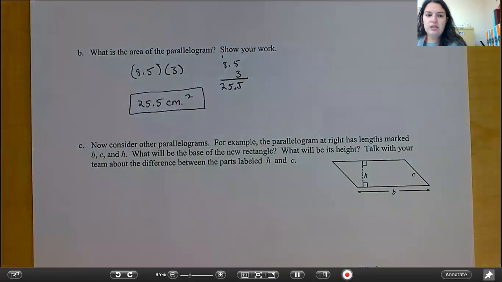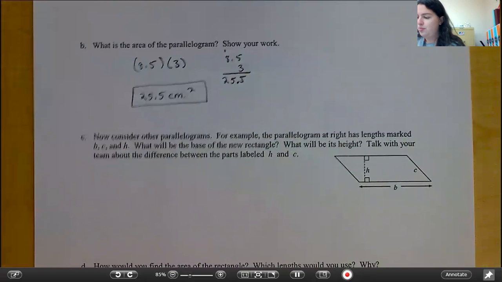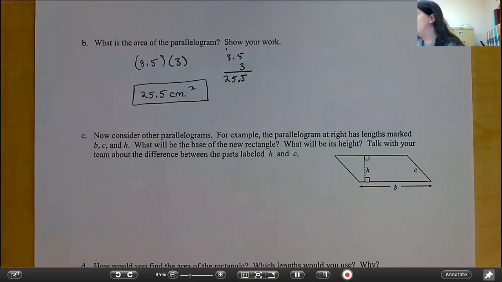C. Now consider other parallelograms. For example, the parallelogram at right has the lengths marked B, C, and H. What will be the base of the new rectangle? What will be its height? Talk with your team about the difference between the parts labeled H and C. Go ahead and pause the video and answer about H and C.